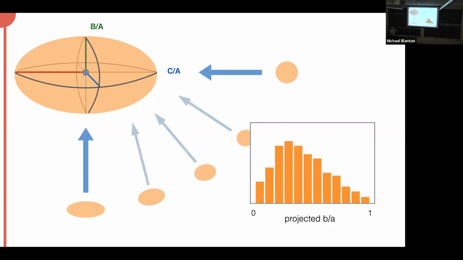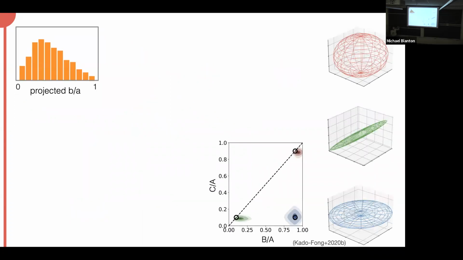And if we think about viewing this ellipsoid from viewing angles that are drawn uniformly over the unit sphere, then we can think about this characteristic distribution in projected axis ratio that we can use to map back onto the three-dimensional structure of this galaxy population. Okay, now that I've gone through the toy model, let's get a little bit more quantitative with another toy model.